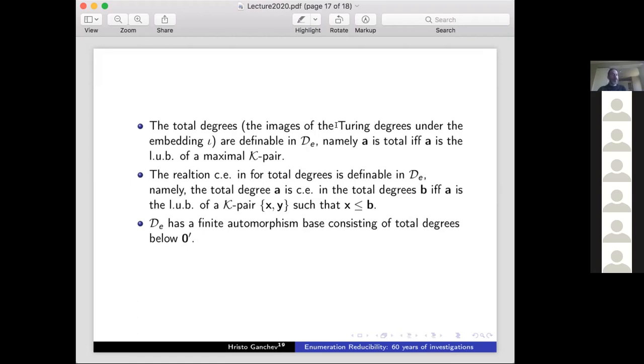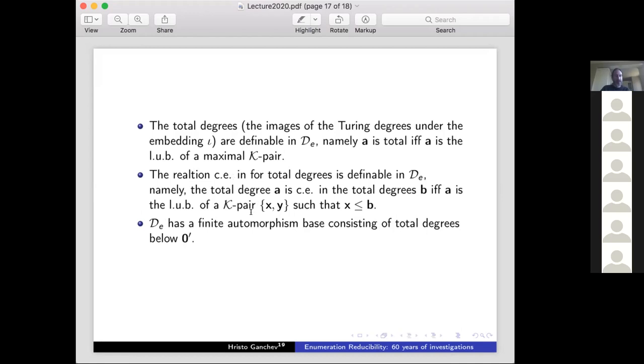The other way around is not known to be true. So we don't know whether we can define somehow the structure of the enumeration degrees in the Turing degrees. This is not known. Further, a very important relation for Turing degrees, the relation C computably enumerable in, is definable in the enumeration degrees and is not known to be definable in the Turing degrees.